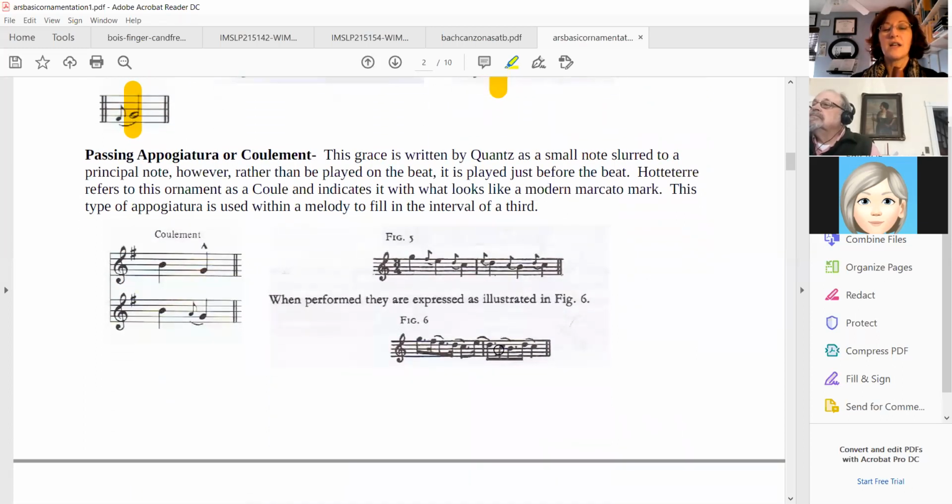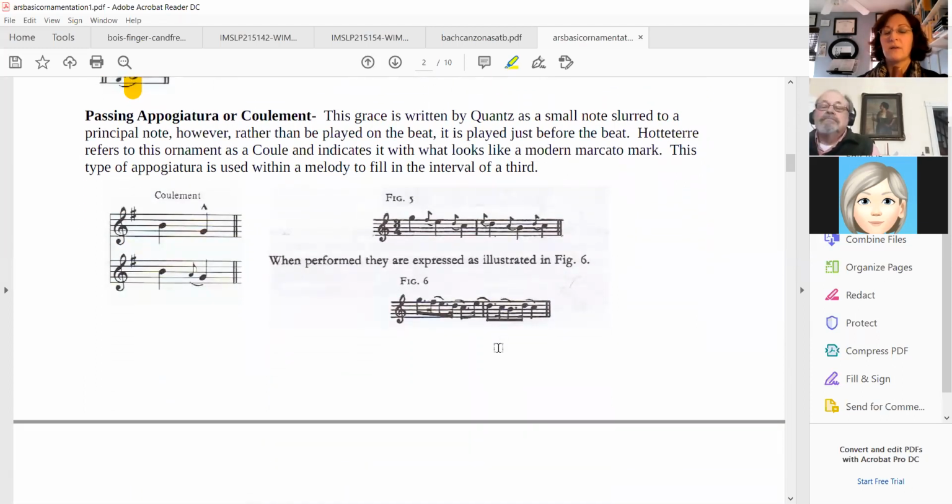All right. Our next type of appoggiatura is called the passing appoggiatura, or the coulement. And this is also written as a small note slurred to the principal note. And Quantz notes that rather than this being played on the beat, it's played right before the beat. So it gets you this rhythm here. And I know the next question Bill's going to ask is, how do I know if it's supposed to be on the beat or off the beat? The little symbol for the coulement is the right side up caret.